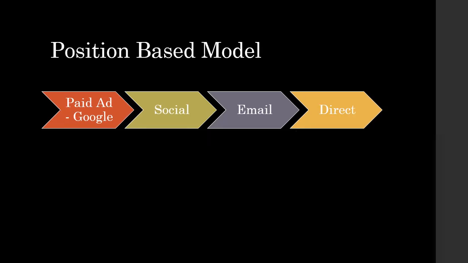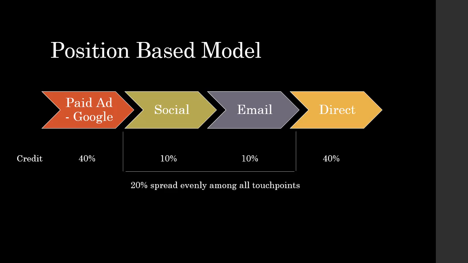In the position-based model, 40% of the credit is assigned to the first interaction and 40% of the credit is assigned to the last interaction. The rest 20% is divided among all the other interactions in the middle. In our example, 40% credit is given to the paid ad on Google and 40% is assigned to direct. The rest 20% is equally divided among the other 2 channels, so they each get 10%.